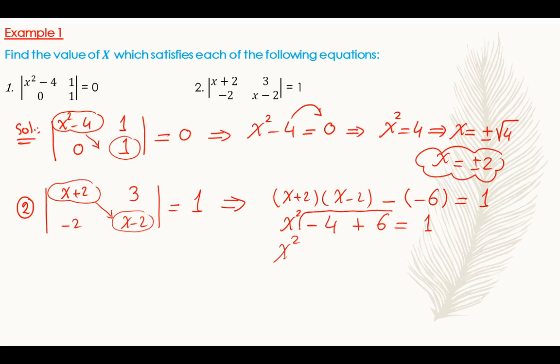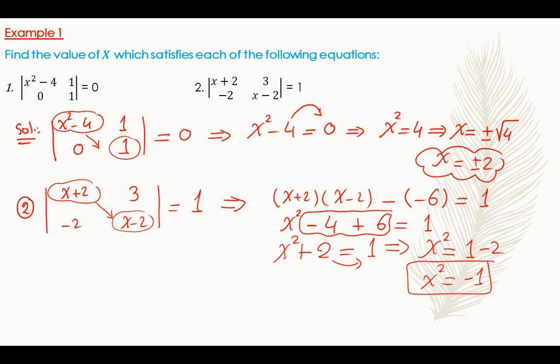Negative 4 plus 6 equals positive 2, and this equals 1. Okay? Here, x to the power of 2 equals 1 minus 2. The 2 will go to the other side, so it will be 1 minus 2. x squared equals 1 minus 2 equals negative 1. x squared equals negative 1.